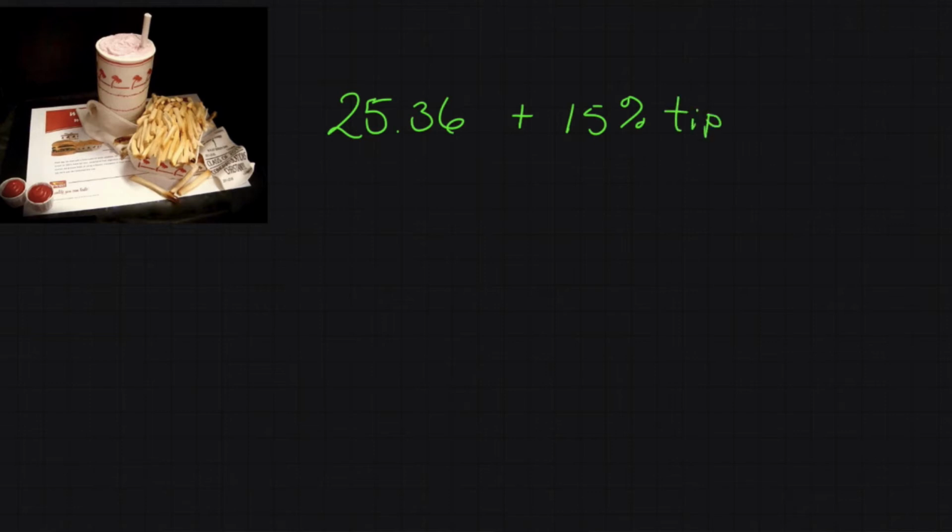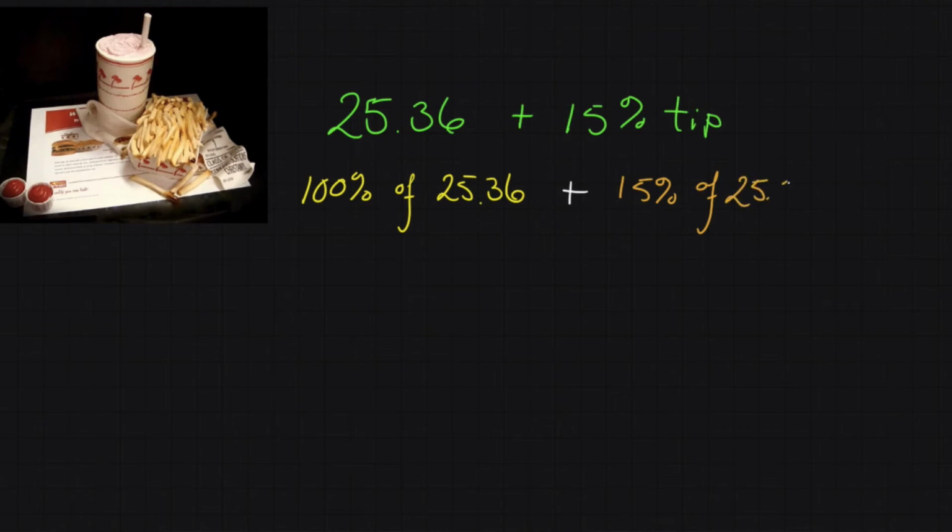So what you want to figure out is the bill. You don't want to be surprised, right? So you're going to say, I am going to pay 100% of the bill for my food, $25.36. And you want to leave a 15% tip. When we tip the 15%, we're talking about 15% of the bill. So it's 15% of $25.36.